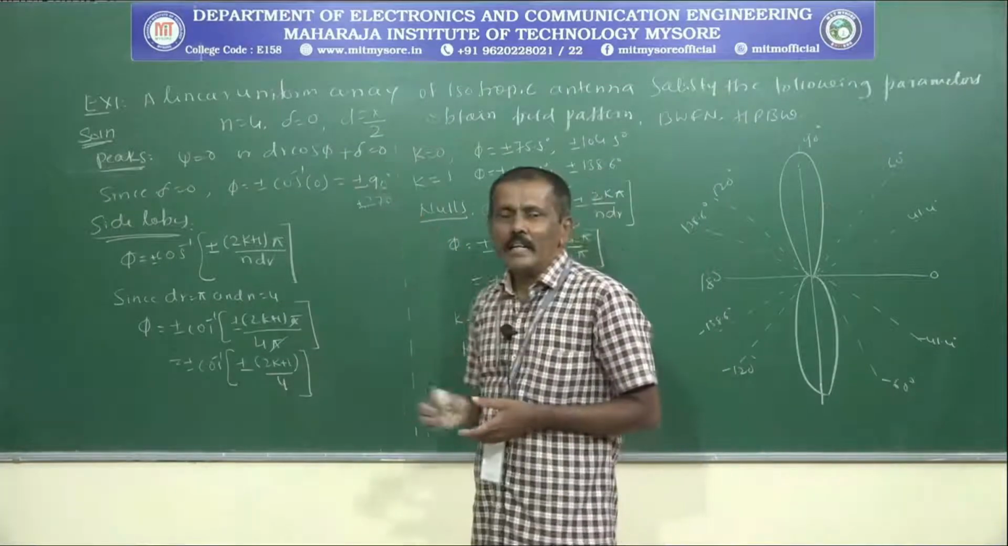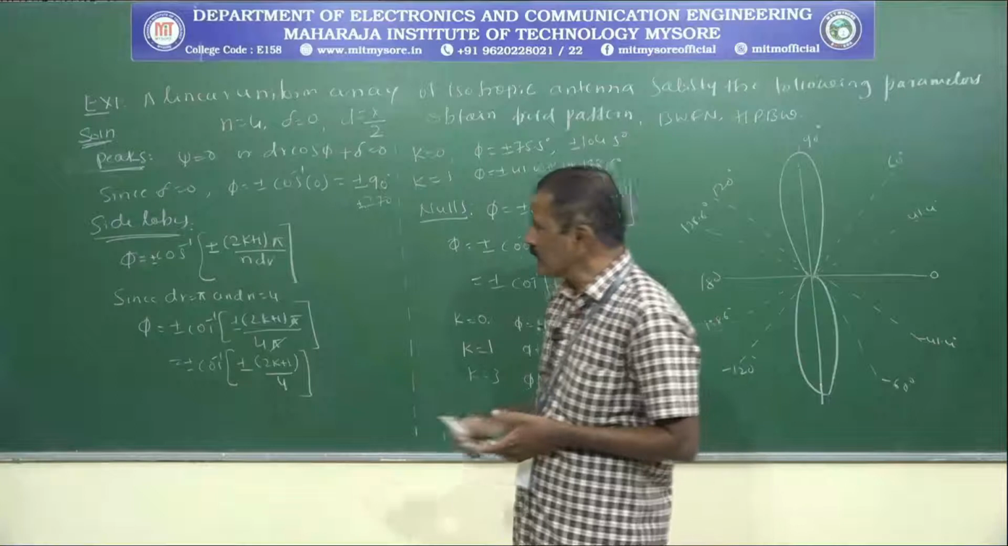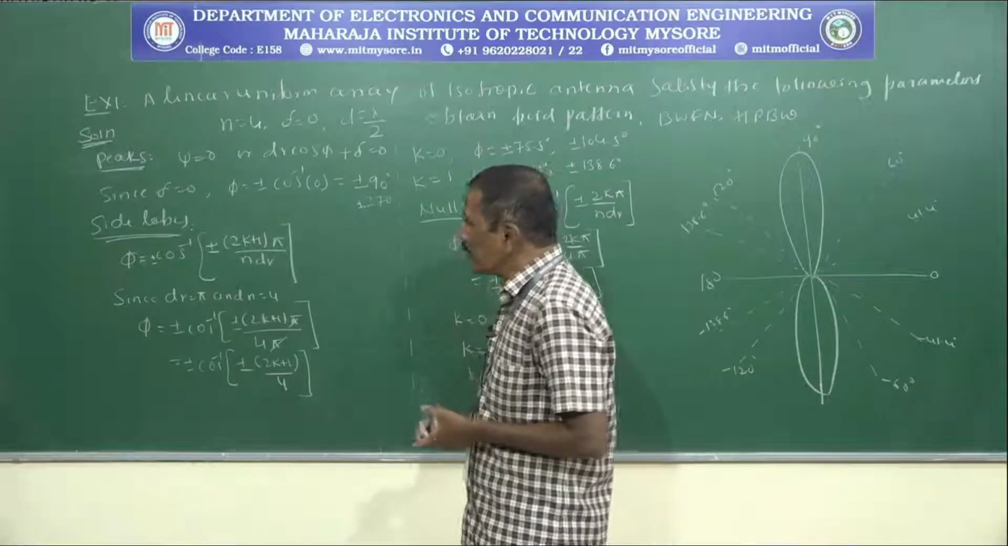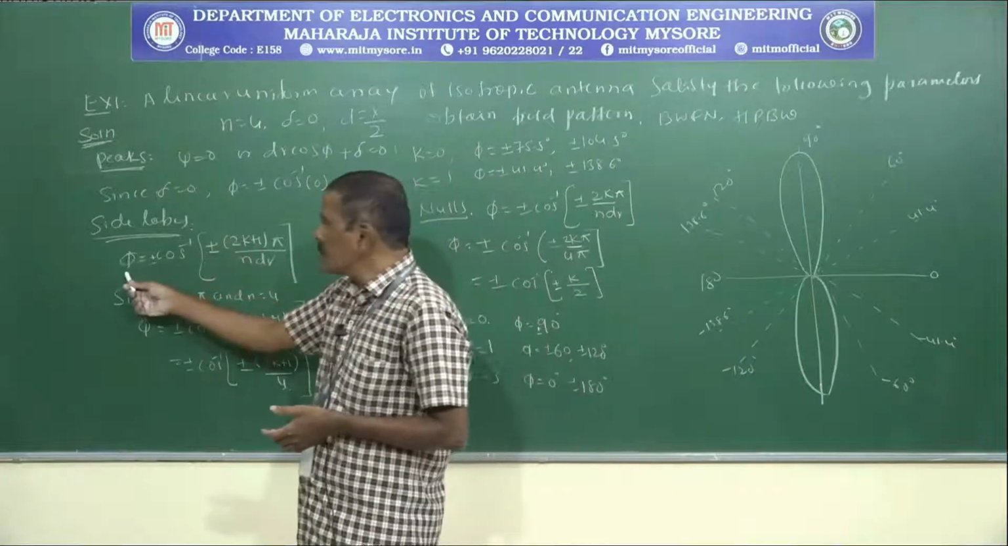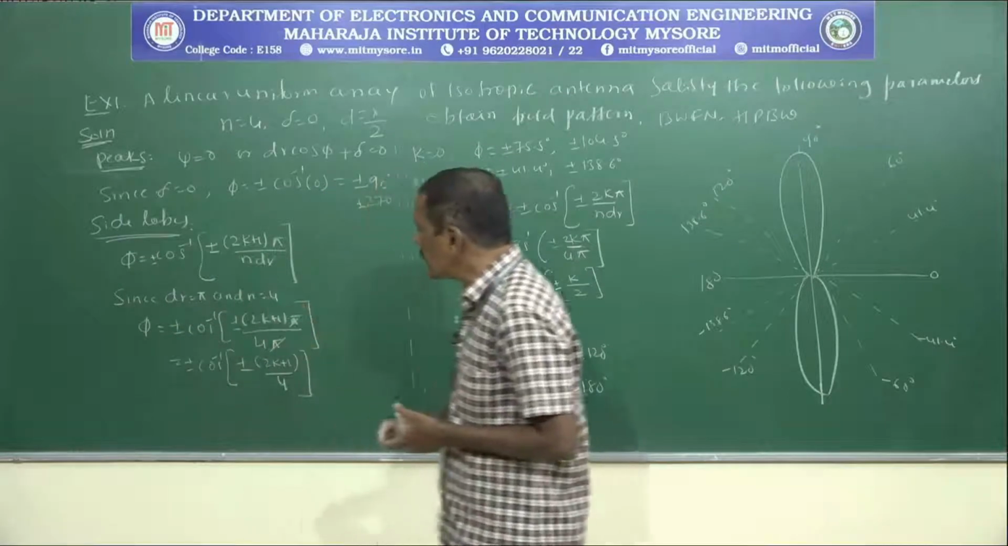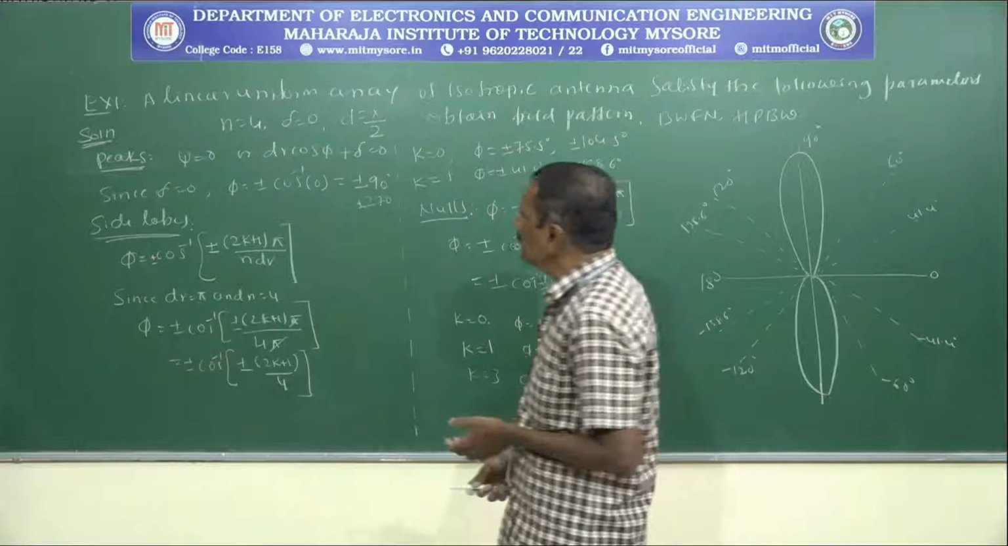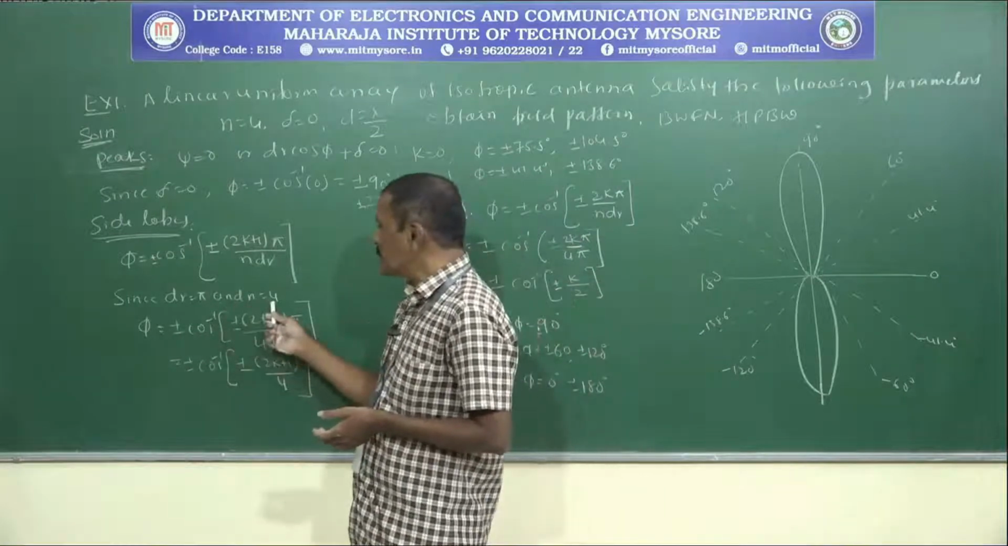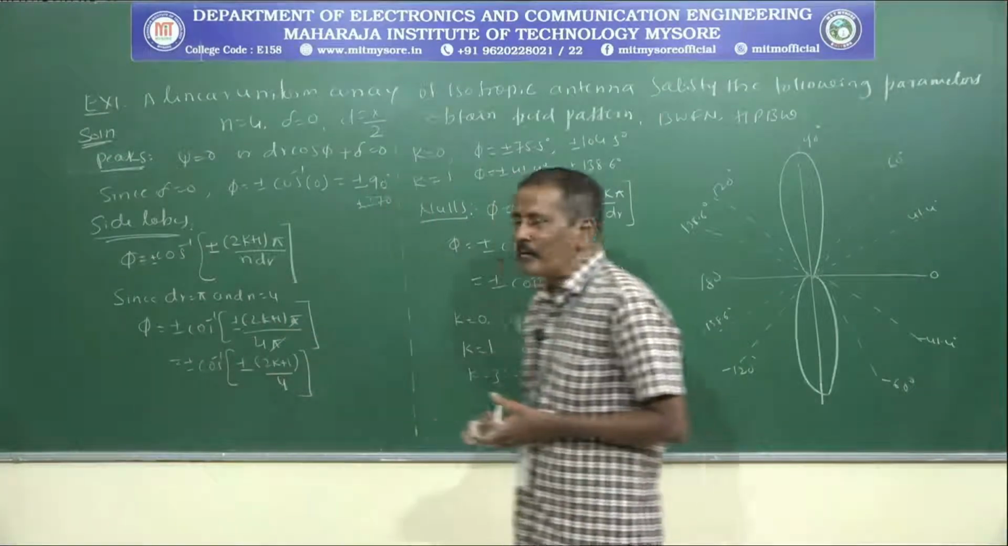That is, along this angle you are getting the maximum radiation. Then the side lobes you can calculate. To calculate the side lobes, the equation is phi equal to cos inverse of 2k plus 1 into pi divided by n into dr. In the given problem, n is given as 4 and dr equal to pi.